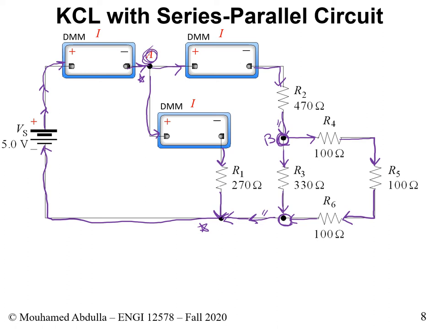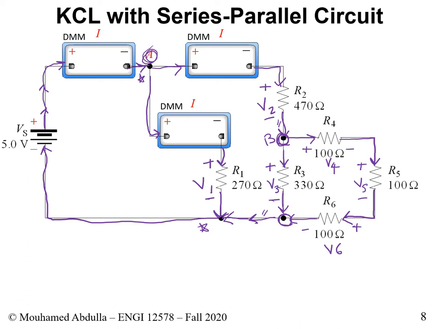Because the current is flowing this way, you could put your plus here, your minus here. This would be your V1. Current's flowing this way, you could put your plus here, your minus here. This would be your V2. Current is flowing that way, plus is here, minus here. This is your V4. So this is a 4, not a 9. Plus here, minus here, this is your V5, and plus here, minus here, and this is your V6. And we also have a plus here, a minus here, and this would be your V3.